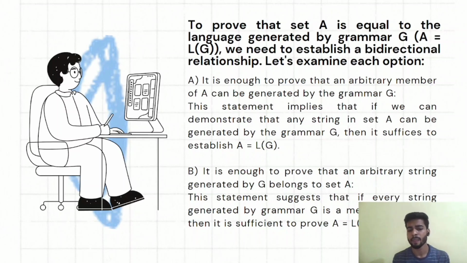For option B, it is enough to prove that an arbitrary string generated by G belongs to set A. This statement suggests that if every string generated by grammar G is a member of set A, then it is sufficient to prove A equal to L(G).